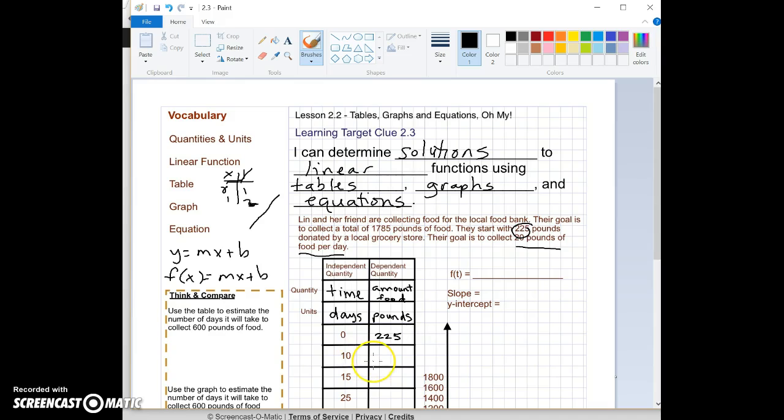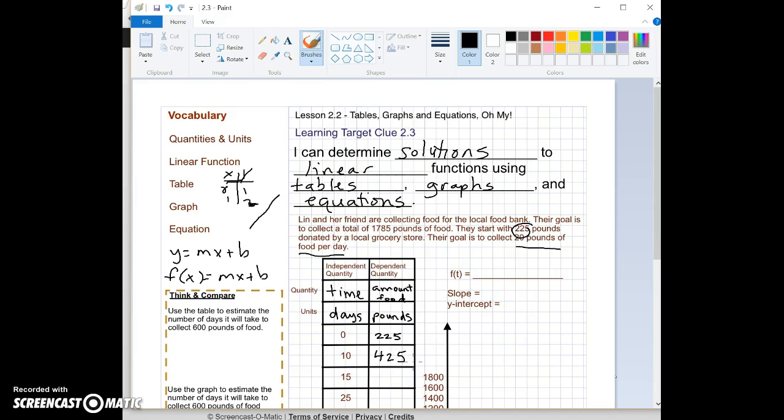But my table doesn't have a 1. It has a 10. So after 10 days, how much food will I have collected? Well, I'll have 10 times the 20 pounds, because 10 is my independent variable, and I'm going to collect 20 pounds every day. So 10 times 20 would be 200, and I add that to my 225 that I started, and I should have 425.